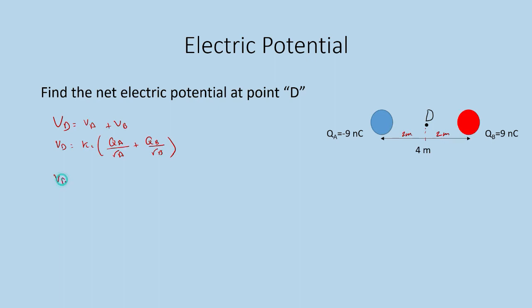Then V at point D is equal to 9 times 10 to the power of 9 into Qa, which is negative 9 nanocoulomb, so negative 9 times 10 to the power of negative 9 over the distance from A to D, which is 2 meters, plus Qb, which is 9 times 10 to the power of negative 9, also over 2 meters, and V at point D is equal to 0 volts.